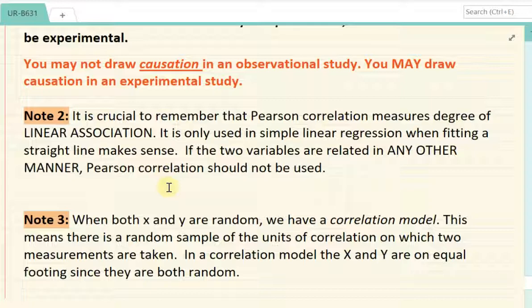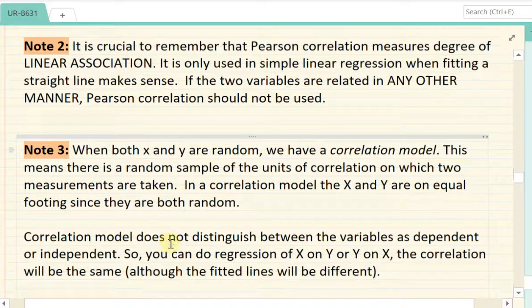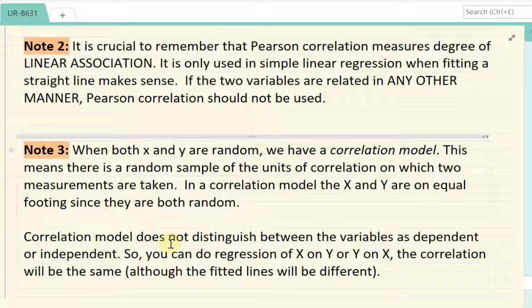And what this in effect means is that it really doesn't matter which variable you look at in relation to the other one. They're both on equal footings. So what that means further is that if you do a regression of y on x or x on y, it doesn't matter. Although the fitted values will be different, usually for these correlation models we are only interested in correlations, not the regression.